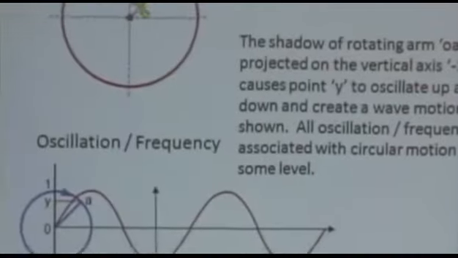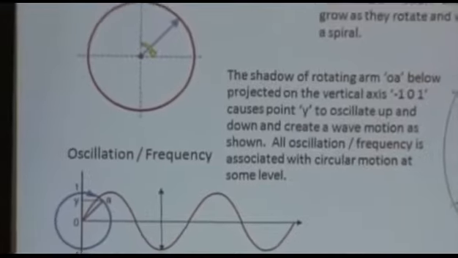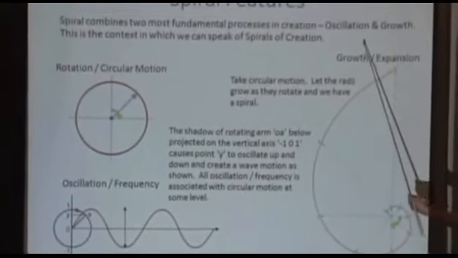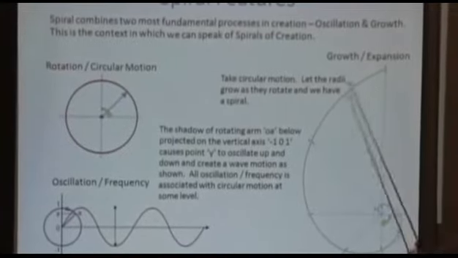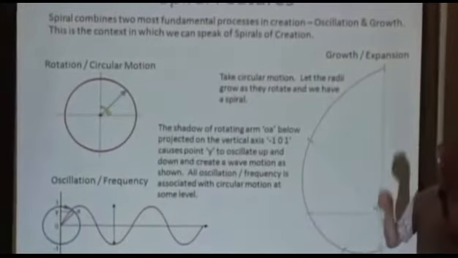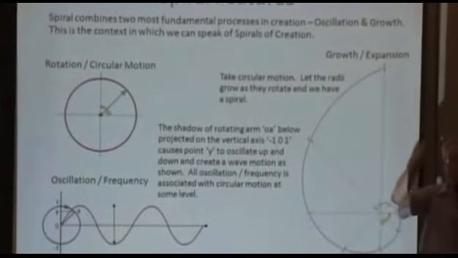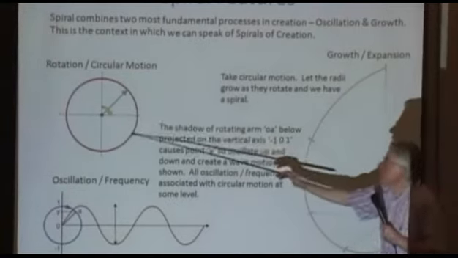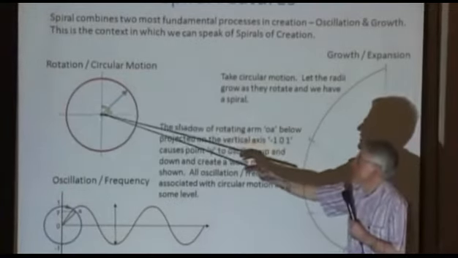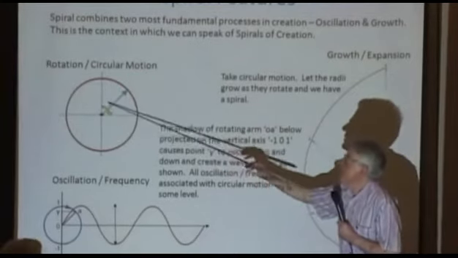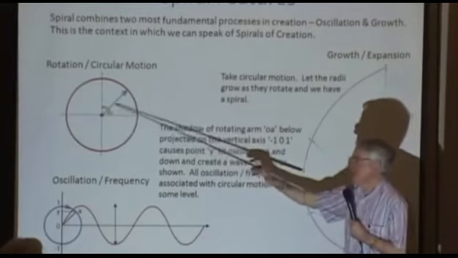Now, if we look at the features of the spiral, a spiral combines two of the most fundamental processes in creation. It combines the process of growth with the process of oscillation. If we think of circular motion, if we take a weight on a string and spin it around, we create circular motion. So with circular motion, we have an arm that is spinning, rotating uniformly, but remaining the same length as it rotates.